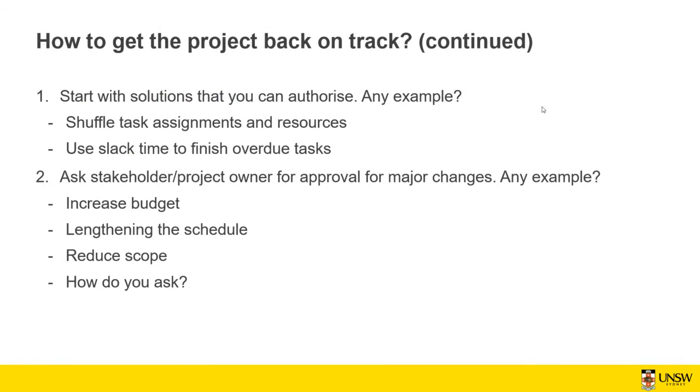First of all, let's start with the solutions that you can authorize yourself. For example, sometimes you can shuffle task assignments and resources, which is part of crashing. You can use it for crashing or just as a normal way of shuffling things, or use slack time to finish overdue tasks. That's another thing you can do. And if these things don't work out, then you can ask the stakeholders about increasing the budget, lengthening the project, or reducing the scope. The question is, how do you ask?